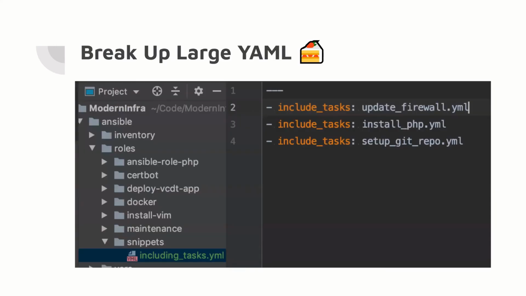You can also break down your Ansible playbooks. I highly recommend breaking up tasks into smaller groups, like installing PHP, setting up a Git repo, updating your firewall, or adding any firewall rules or such.